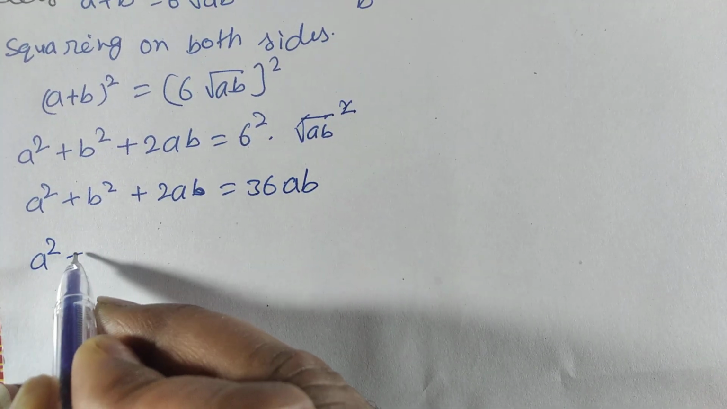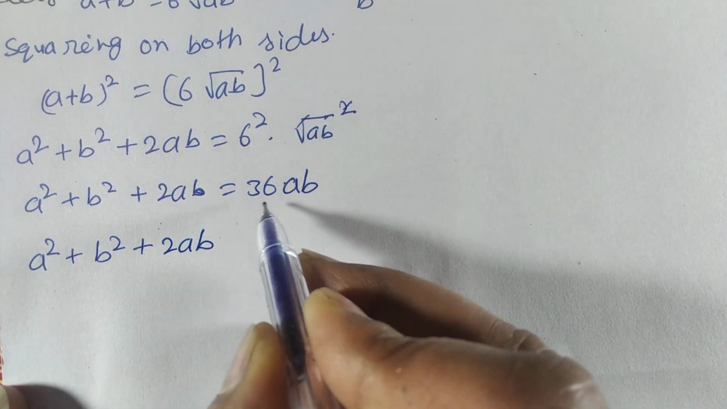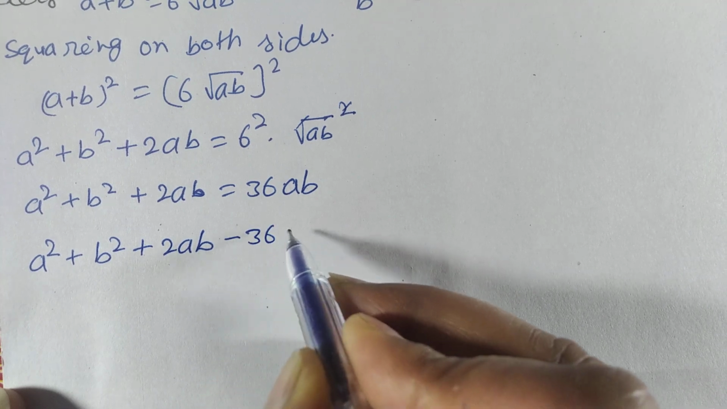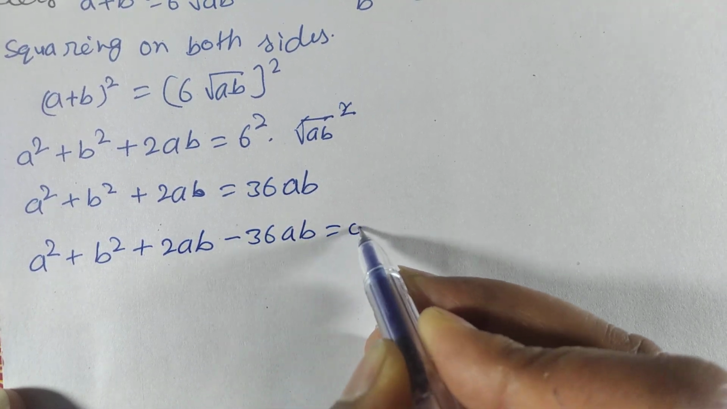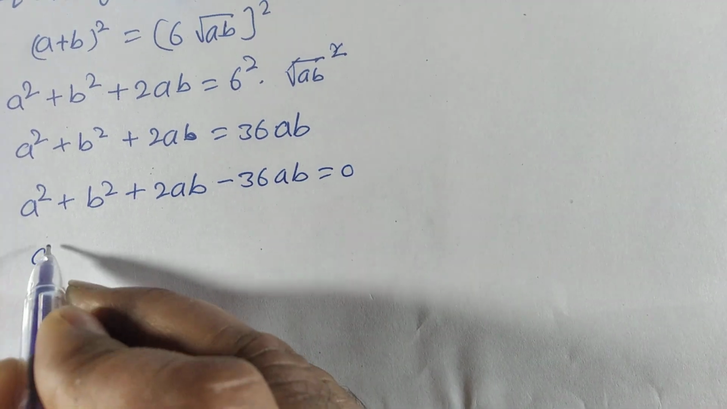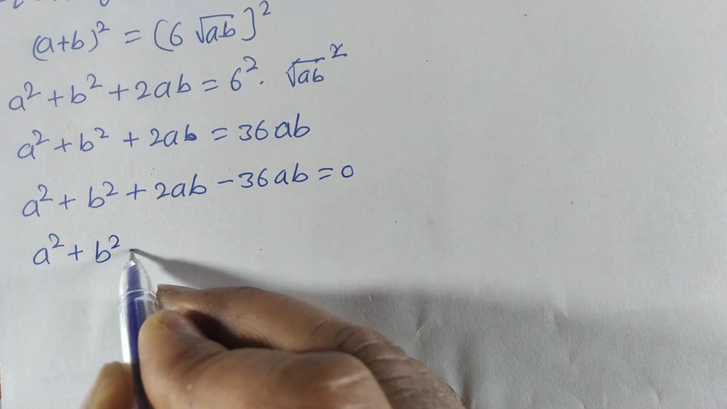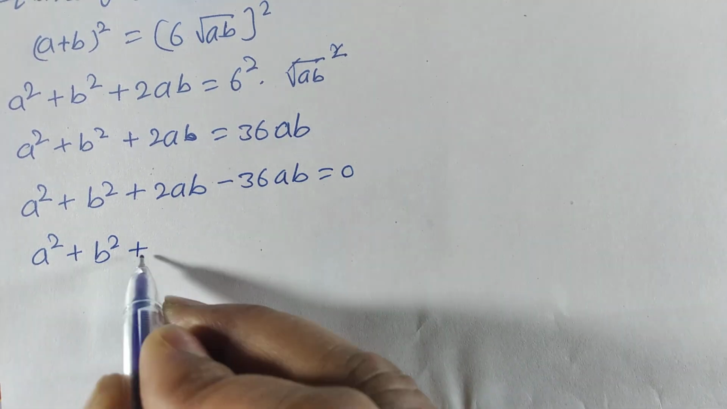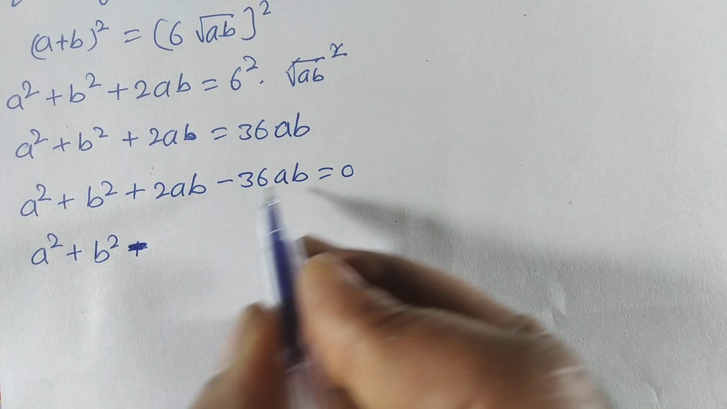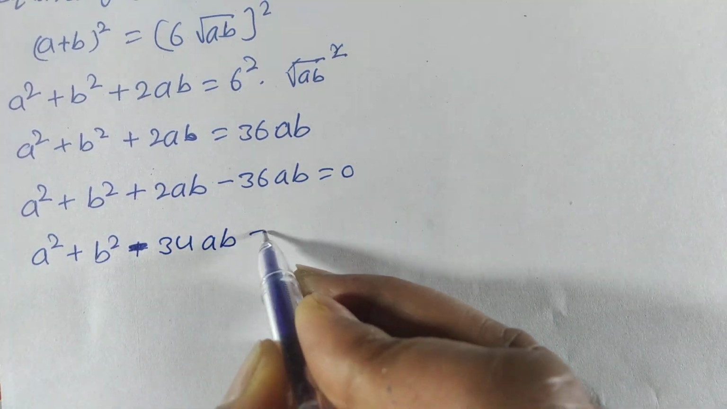a square plus b square plus 2ab, 36ab moves to the left side, is equal to 0. a square plus b square, subtracting 2ab minus 36ab, remaining minus 34ab is equal to 0.